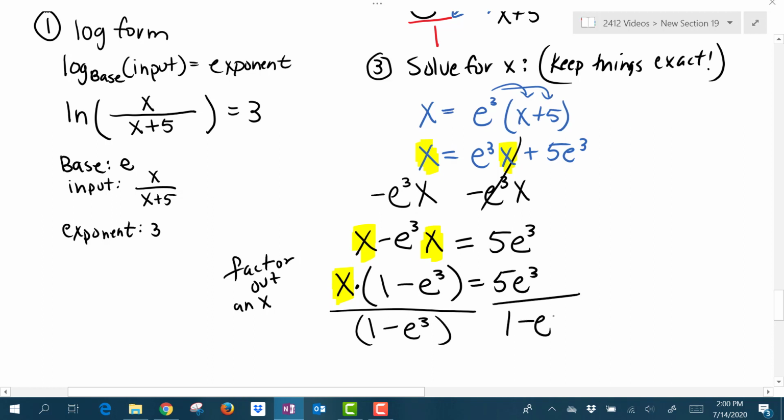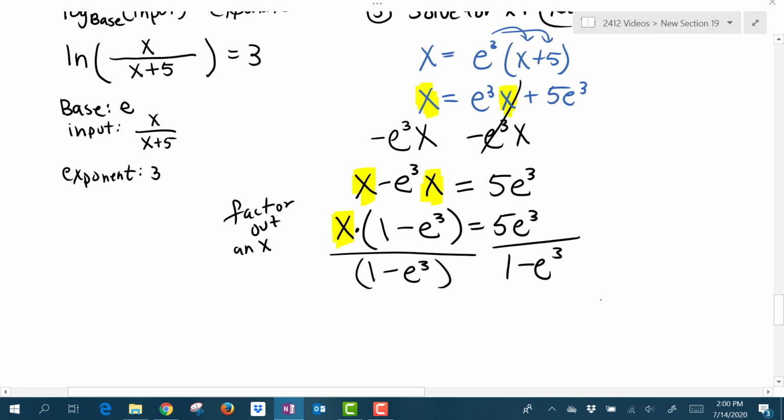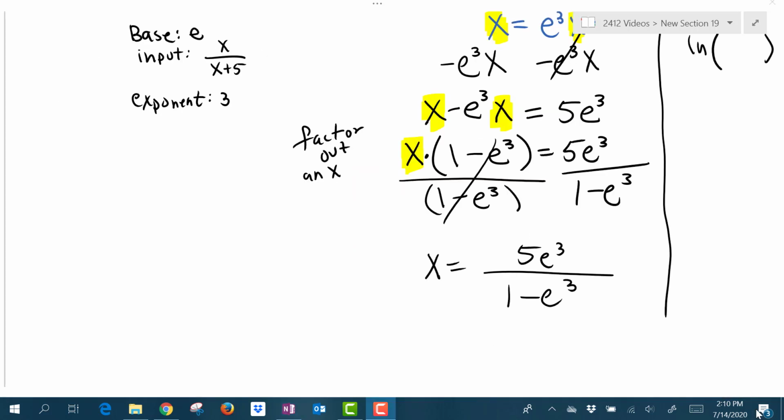We're going to do that on both sides. So now that cancels on the left side, and on the right side I'm left with x is equal to, and now the right side is just a number. It has no variables in it. So this will be called an exact solution. If you leave e raised to that power without putting it into your calculator to find that decimal approximation, this would be our exact solution.